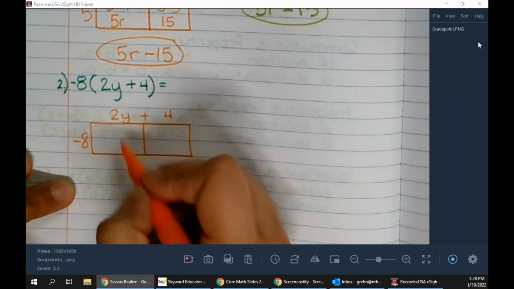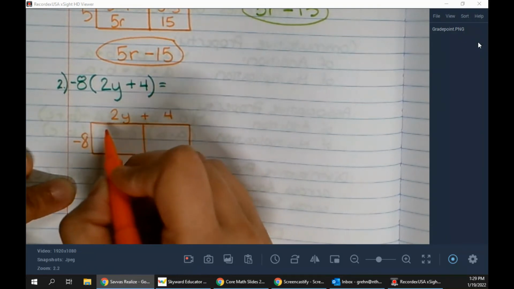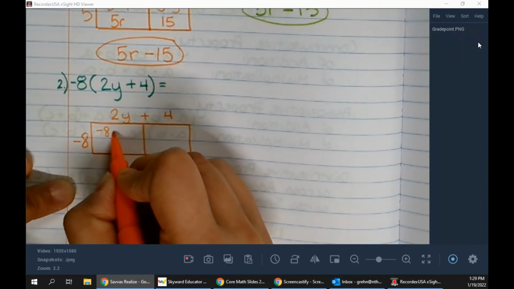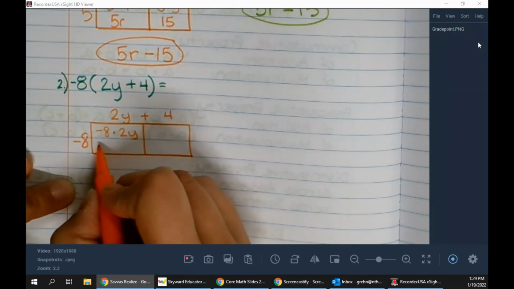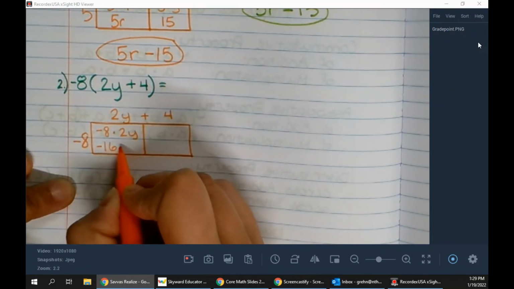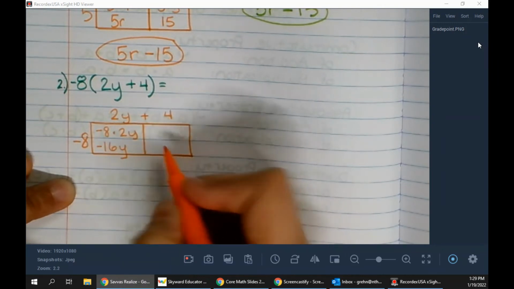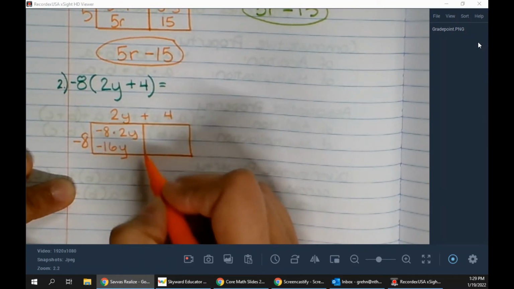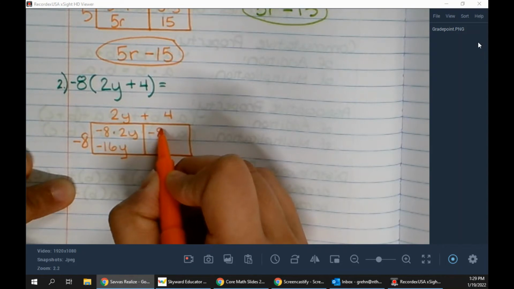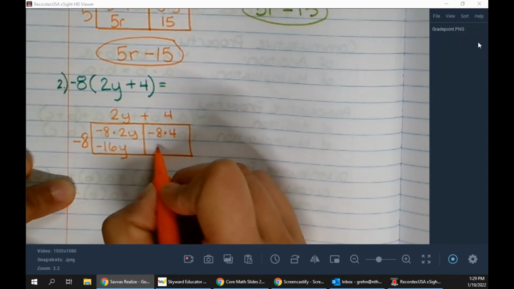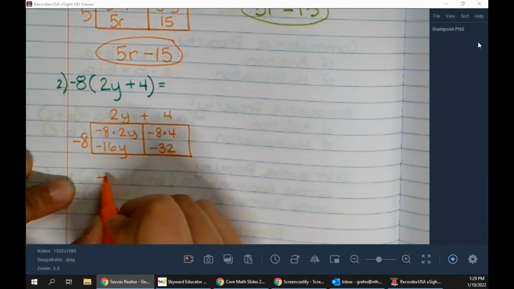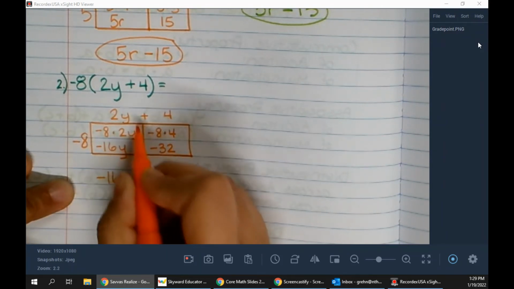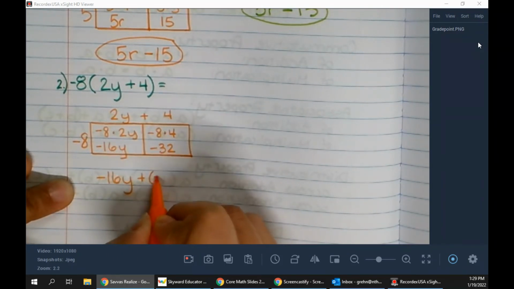And so for the first rectangle, I'd multiply length times width, so that'd be negative 8 times 2y. So negative 8 times 2 is negative 16, and then I have my variable y. Over here, I have a length and width of negative 8 and 4, so I'm going to multiply negative 8 times 4, which is negative 32. So we end up with negative 16y plus negative 32.